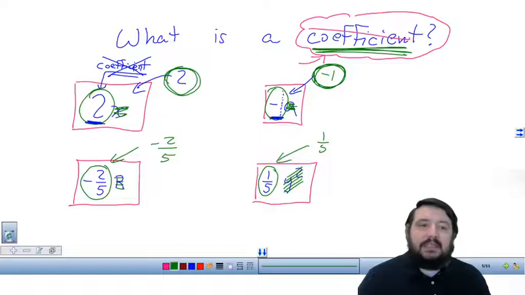Easy stuff, right? As long as you know what a coefficient is, the next lesson will be much easier for you.